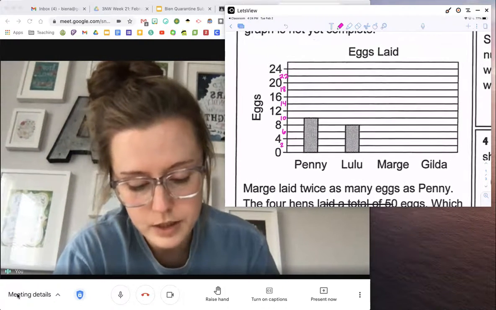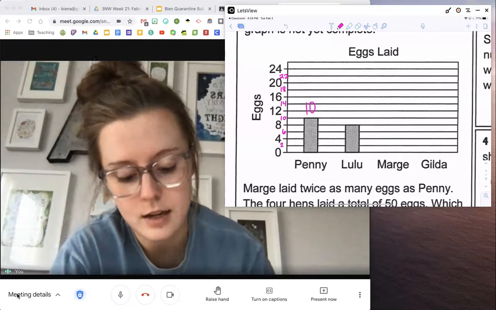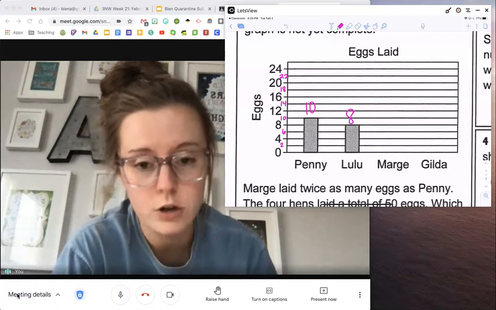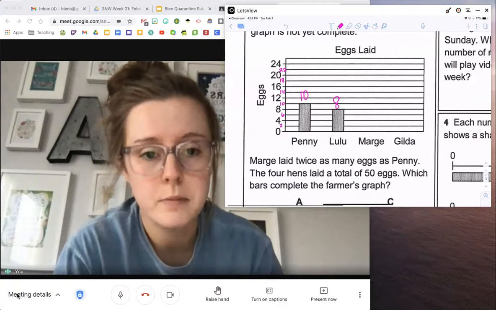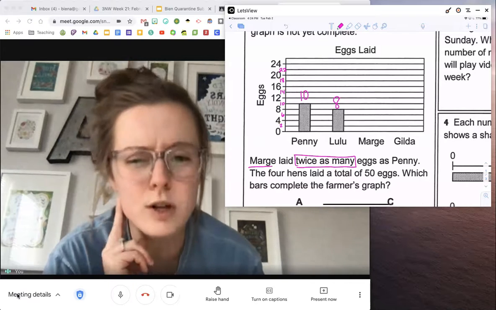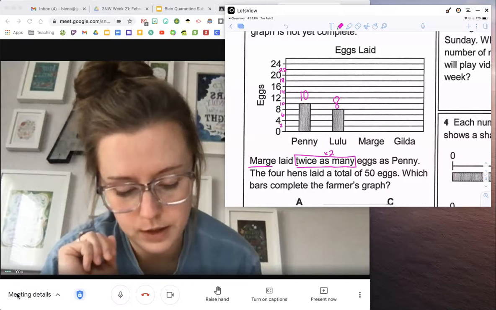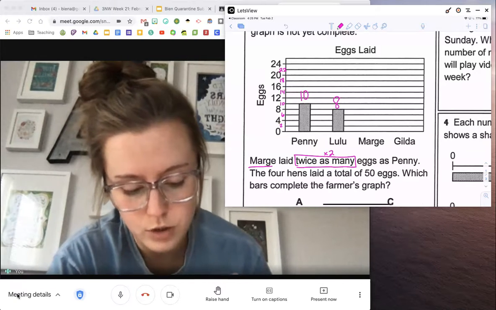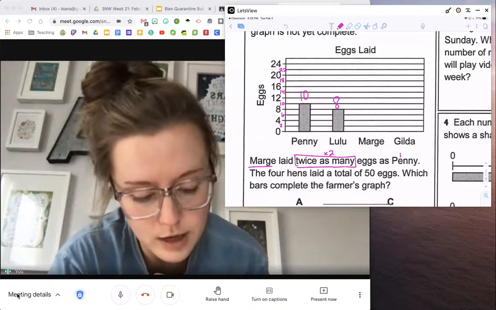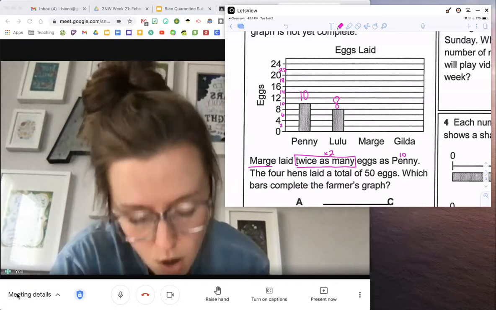All right, so how many does it show that Penny has laid? 10. 10 eggs. What about Lulu? 8. So we don't know Marge or Gilda yet. It says Marge laid twice as many eggs as Penny. What does twice as many mean? Times 2. Okay, so that's times 2. 2 times as many as Penny. How many was Penny? 10. So 2 times 10. What is that? 20. So Marge laid 20.